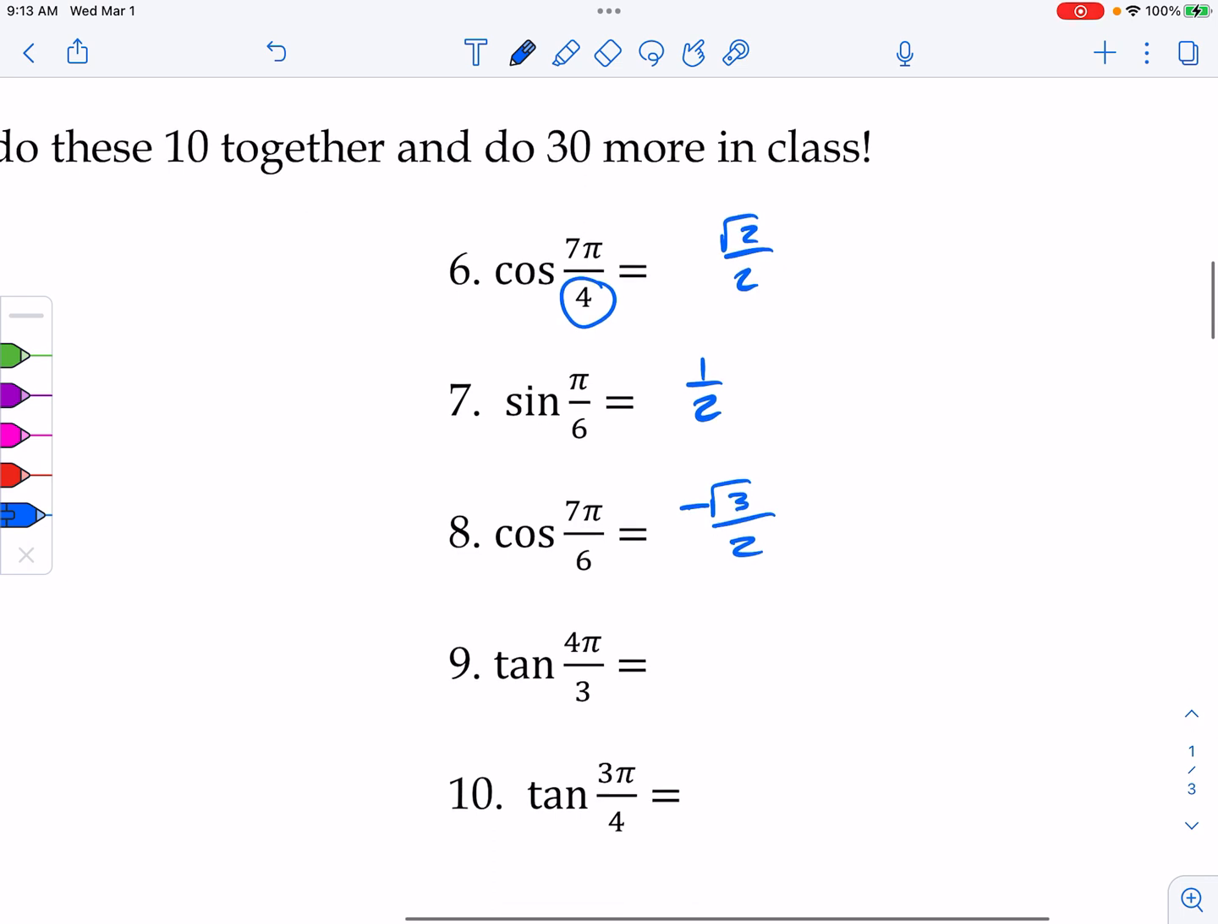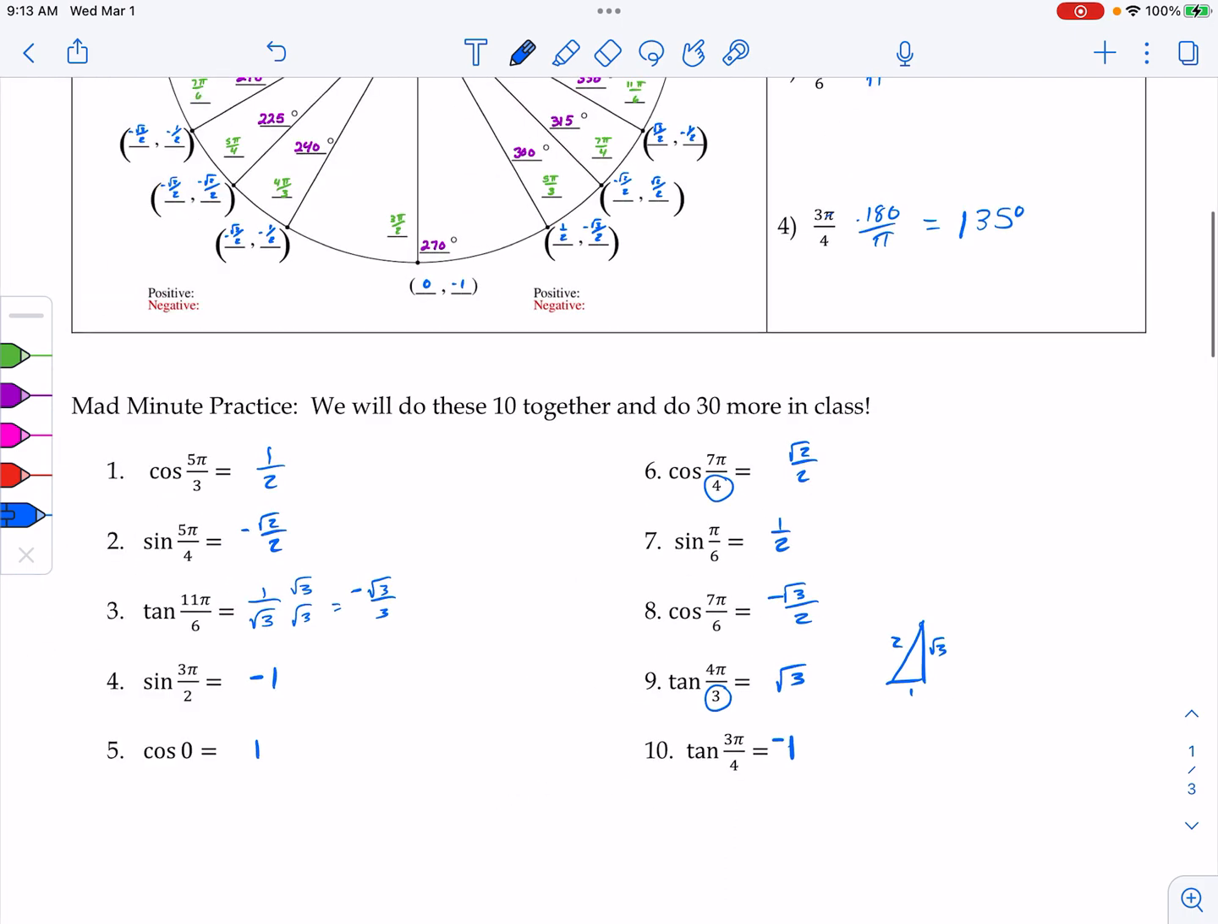Tangent of 4 pi over 3, it's in the third quadrant, so it's positive, and it's root 3. That's a 60-degree triangle. If it's got a 3 on the bottom, it's 60 degrees, so it's root 3, 1, 2. Okay? And the tangent here is 1, but it's in the second quadrant, so it's negative. All right? Now, if you were in class today, we're going to do 3 more of these mad minutes to practice, and then we're going to move on and do the rest of this.